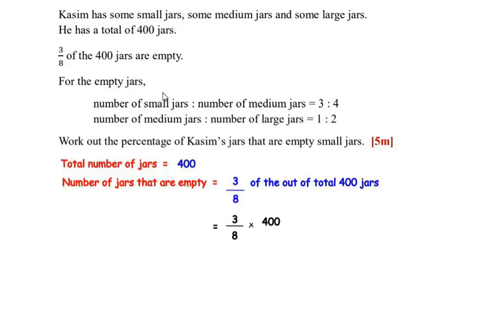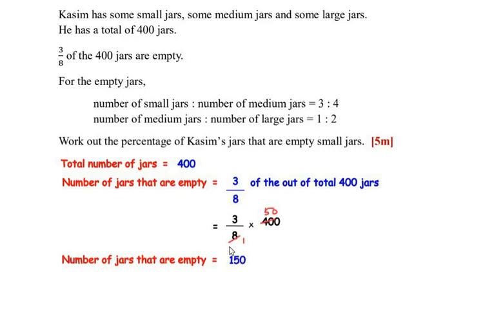So here we have been given that the total number of jars Kasim has is 400. Now the number of jars that are empty is given as 3/8 of the total number of jars. So here we are going to multiply 3/8 times 400. Now here 8 and 400 go in the table of 8. That is 8 1 times is 8 and 8 5 times is 40. So here we have a left out 0, so we are going to add it over here, which means 8 50 times gives us 400. Now we are going to multiply 3 with 50, giving us 150. So the number of jars that are empty out of the total 400 is 150.